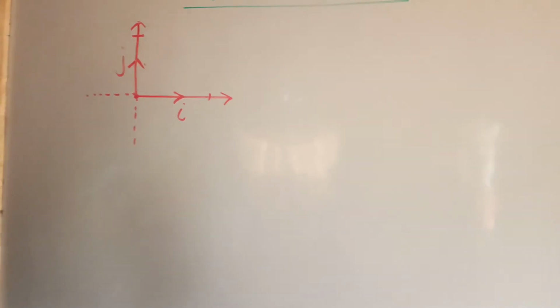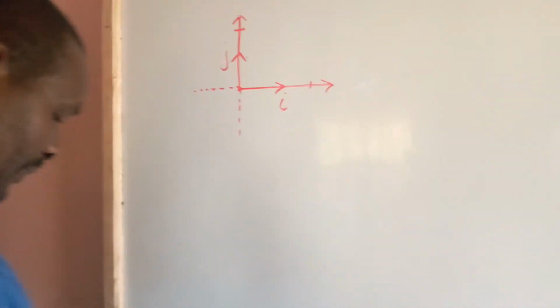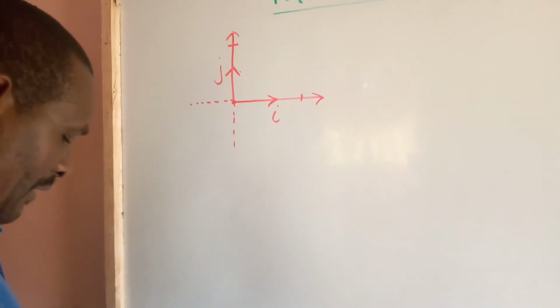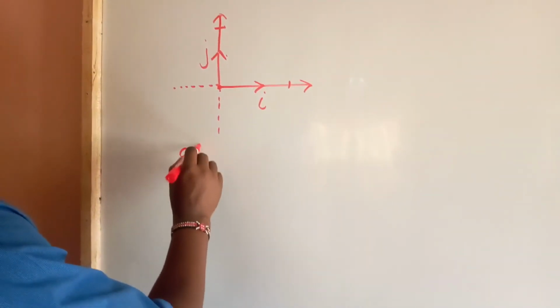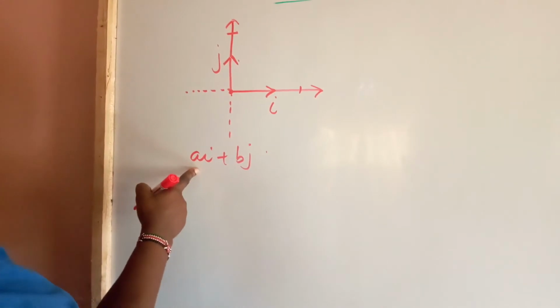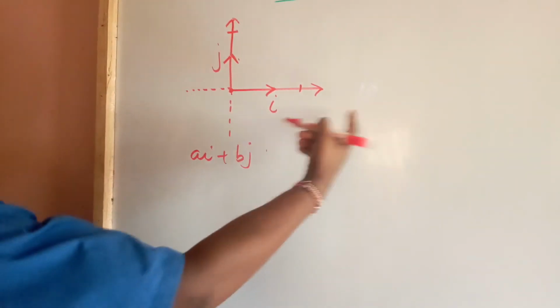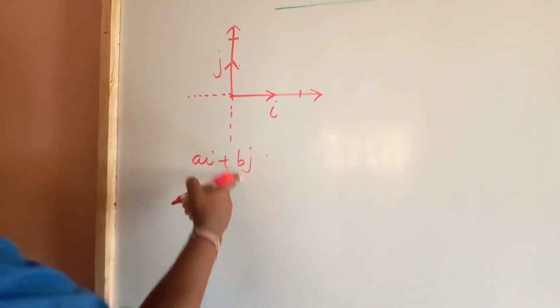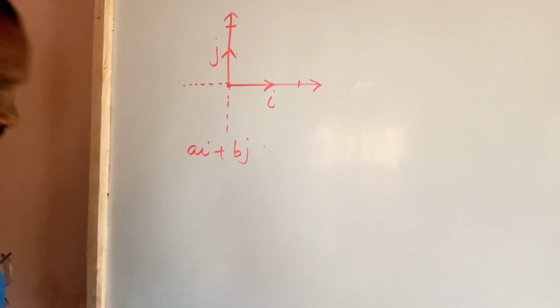And you can write any 2-dimension vector in the form of ai plus bj, where a is the coefficient of the vectors along the x-axis and b is the coefficient of vectors along the y-axis.